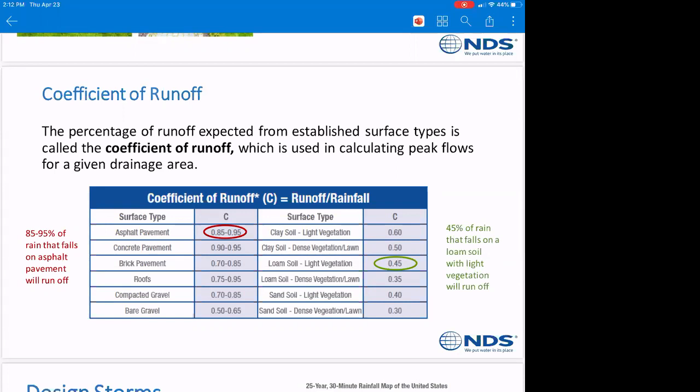Now, if you get down to a sandy soil, which is the far right all the way at the bottom, which will drain water the fastest, you're only at a 0.3, which means that 30% of the water that falls is actually going to run off of that surface. So you can see there's a huge difference here. The coefficient of runoff is always going to be represented by the letter C in our rational formula, which we're going to be getting into a little bit later.